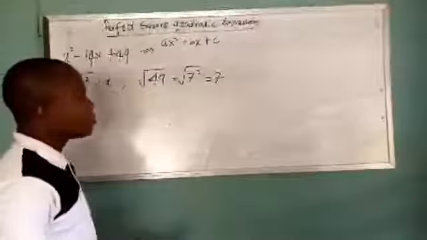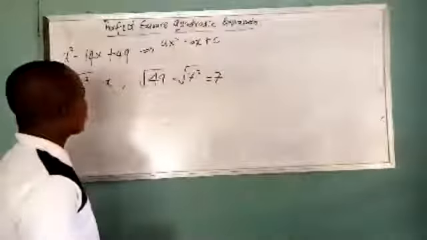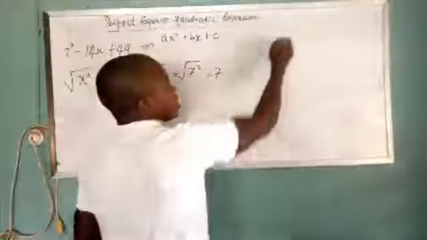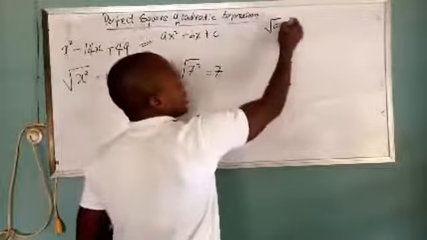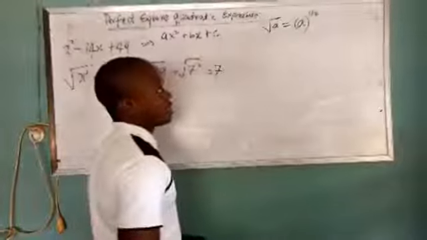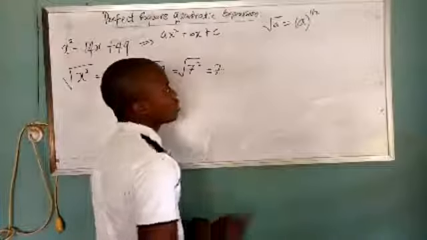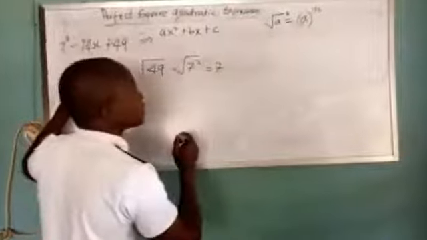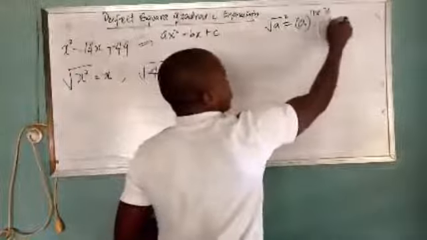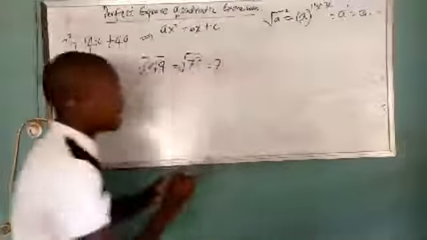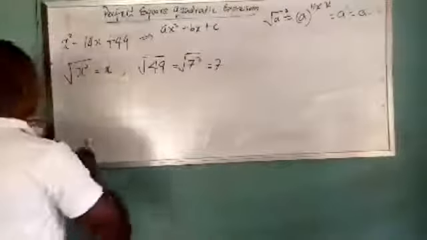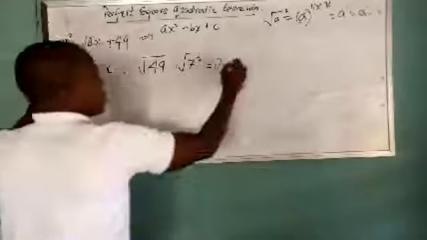Now some people might be asking how do we have x here? How do we have 7 here? From the law of indices, the square root of a is the same thing as a to power half, 1/2. And when we have the square here, this power is multiplied by another power, which is 2. These two cancel, we have a raised to power 1, which is equal to a. That is how we got this to be x, and we got this to be 7. You can see that the first condition is satisfied.